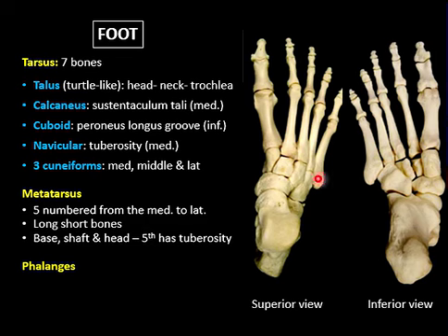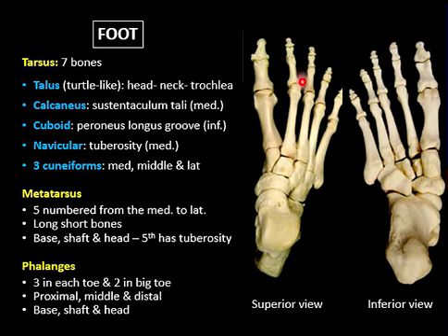The metatarsal bones are 5. The largest one is the first. They are counted from medial to lateral. So this is first, second, third, fourth, fifth. The fifth has a projection here called tuberosity. They are considered as long short bones because they have one end and the shaft. This is the head, this is the shaft, and this is the base.